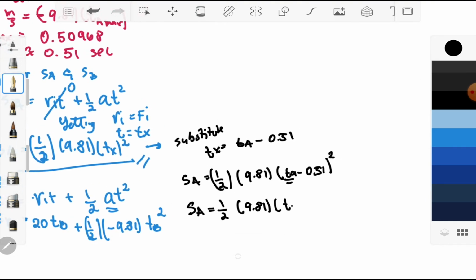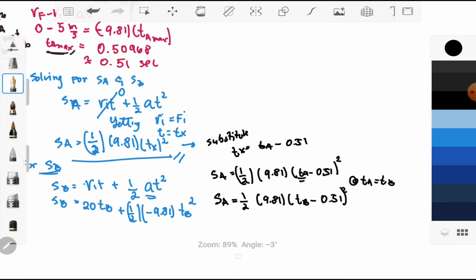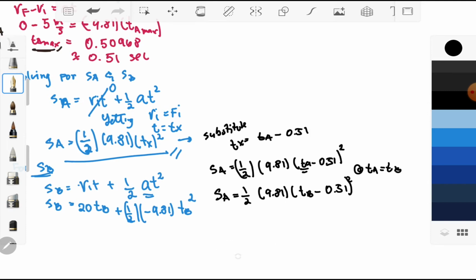TB less 0.51 squared. So TA is equal to TB, because that is the time when they meet. Okay? So TA is equal to TB. So what would be our next solution?